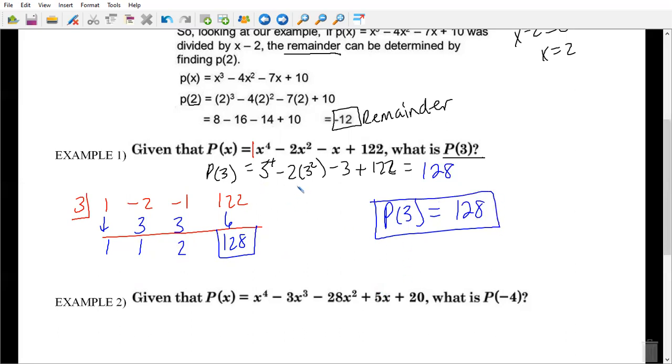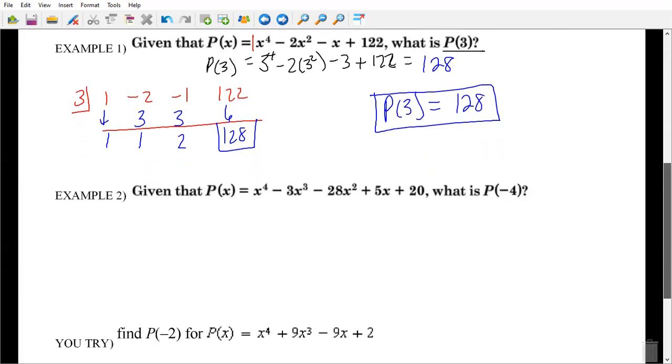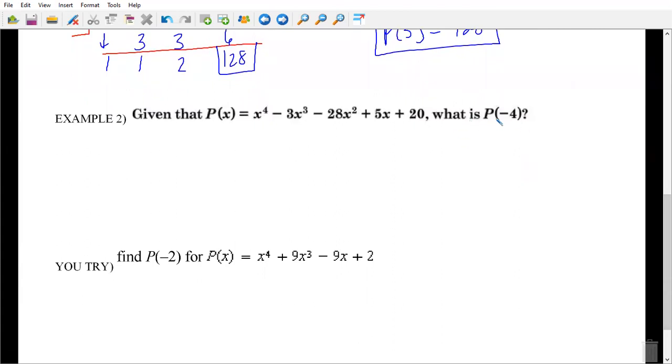So yes, could you evaluate the traditional way? Go for it. But I wanted to show you that you also can utilize synthetic division because of the remainder theorem to evaluate. Okay, let's try another one. So we have p of negative 4. Again, traditionally, I could plug in a negative 4 for x and evaluate. But we're going to use synthetic division.